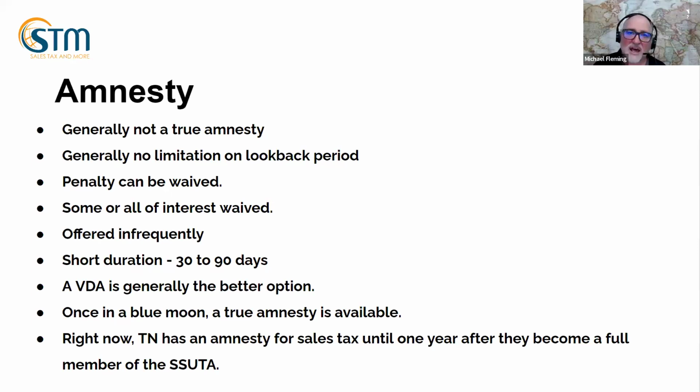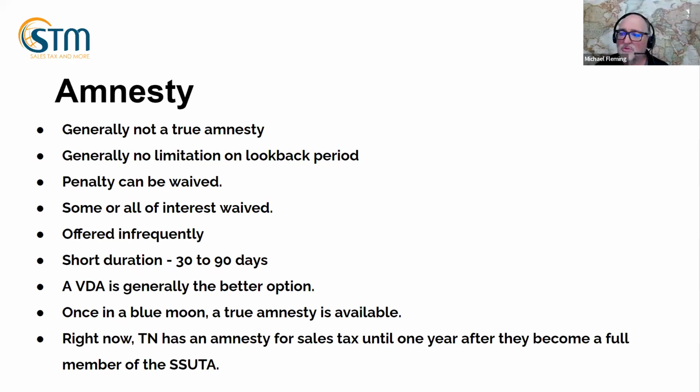And there's all sorts of hype out there. You better take advantage of this amnesty because if you don't, we're going to add extra penalties if we find out who you are later down the road. So there's a lot of pressure to get this done. Sometimes people panic and say, oh, I better do this. Or they hear the word amnesty and say, oh, I've got to do this, this is a great deal. And usually it's not. Usually a VDA is a much better option because of that limited look back period.